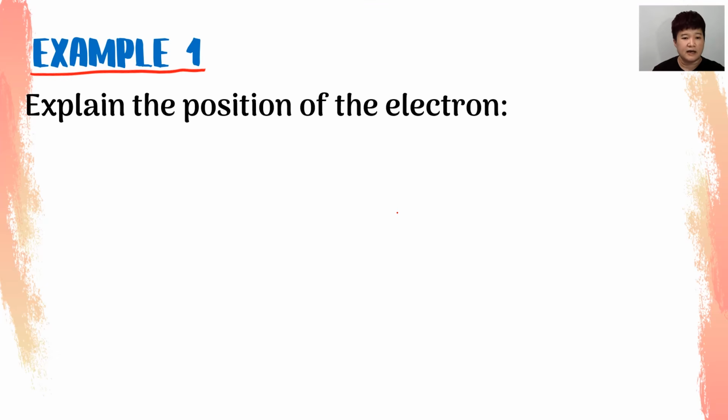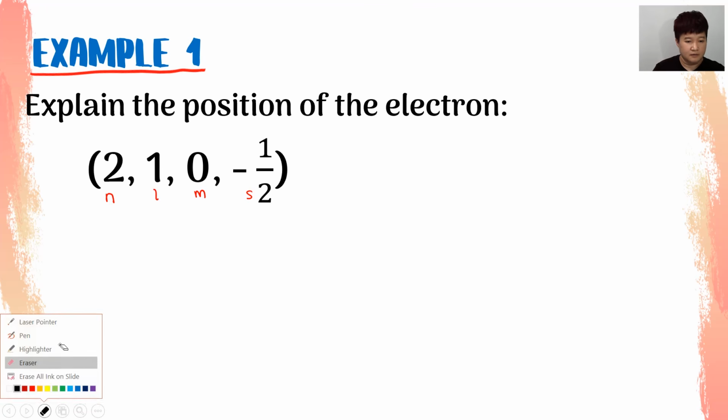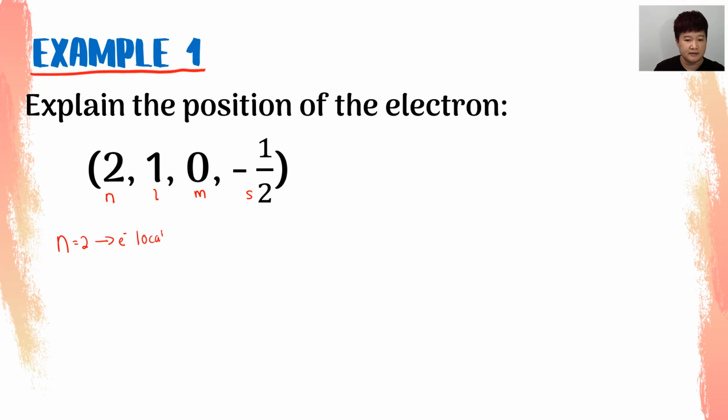Let's look at some examples. First and foremost, explain the position of the electron if I have this quantum number. From this quantum number, I know that these are my n, l, m, s. n equals 2, and this indicates the electron is located at energy level 2. L equals 1, which means it's a p orbital. Bear that in mind. L can be 0, L can be 1, L can be 2. 0 is your s orbital, 1 is your p orbital, and 2 is your d orbital.